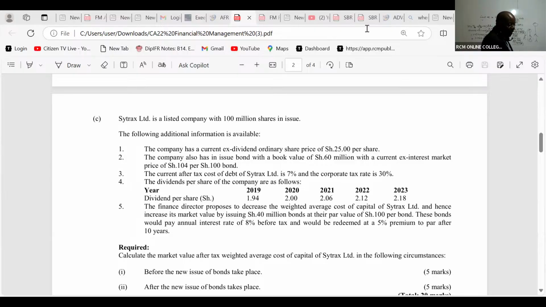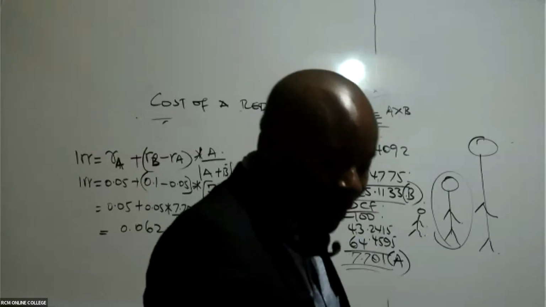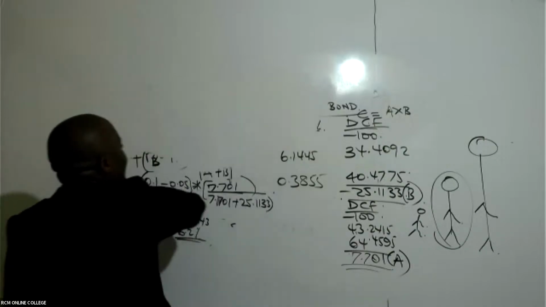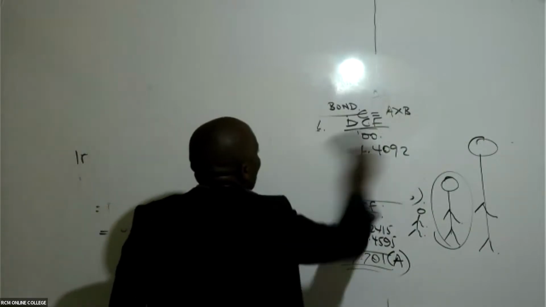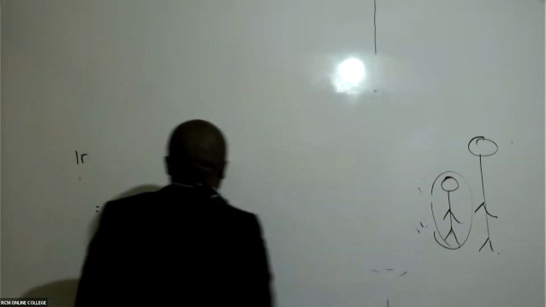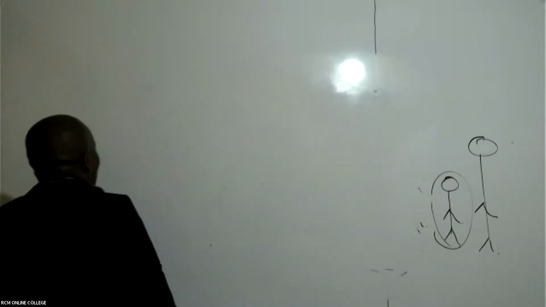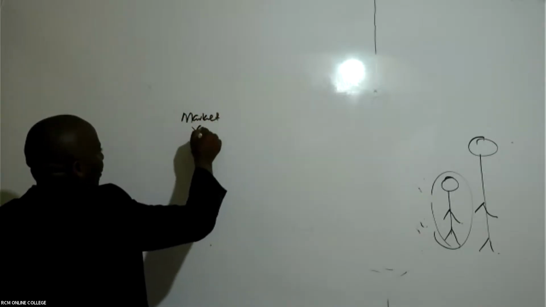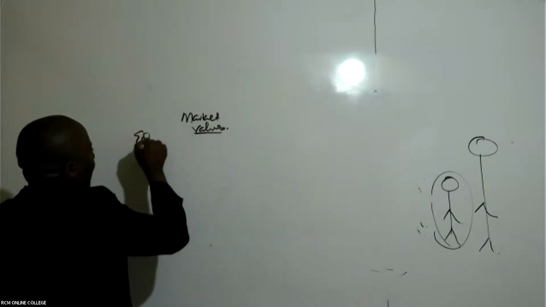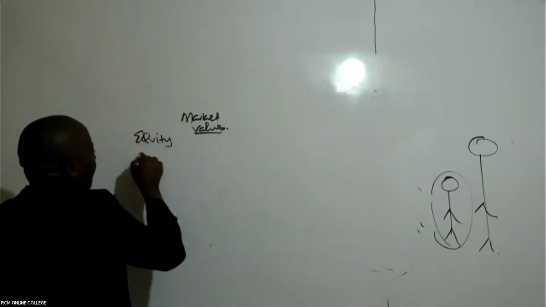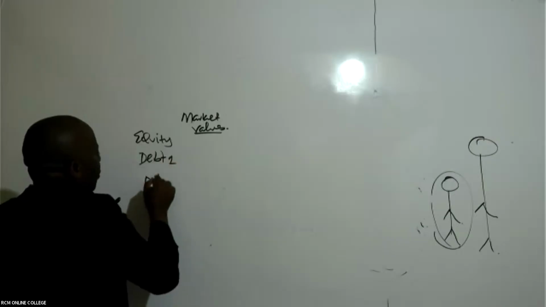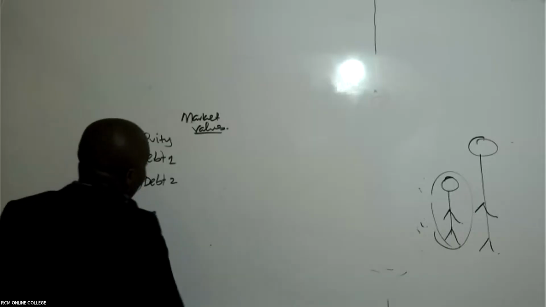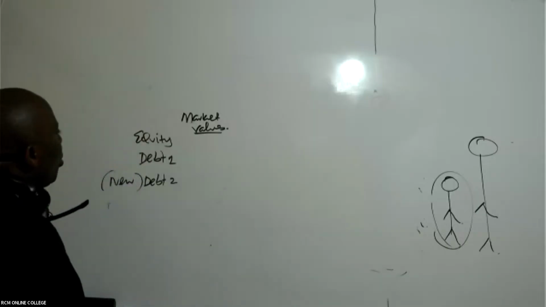I love this, because now I'm going to have two debt instruments. So I have market values. I have here equity. I have debt 1. I have debt 2. So this is a new debt.